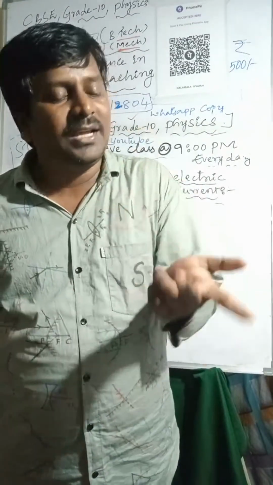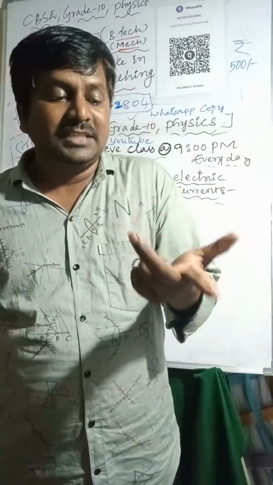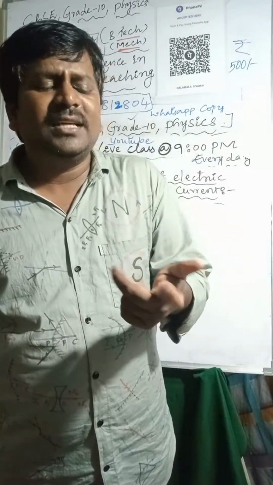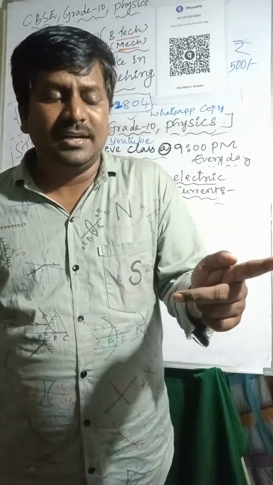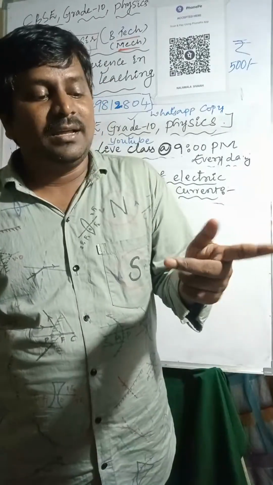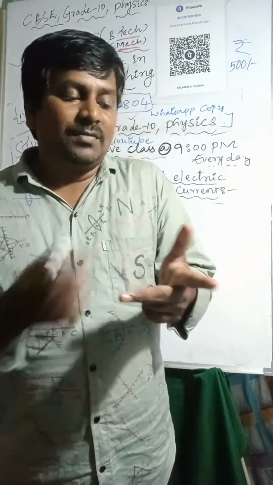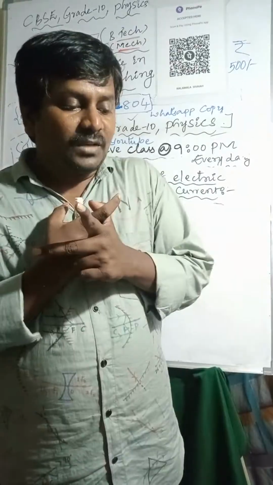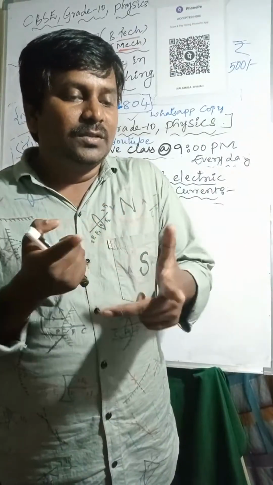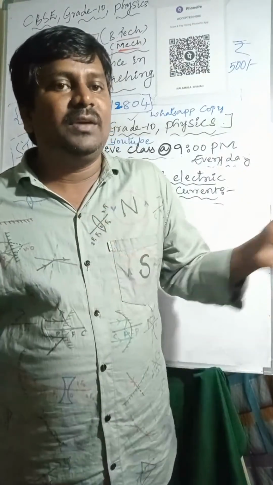So how can we identify the force acting on the conductor? By using Fleming's left hand rule. If you stretch the fingers, it's very easy. Along the magnetic field direction, the index finger will be there. Along the current direction, the middle finger will be there. Along the direction of force, the thumb will be there. Like that we can identify.